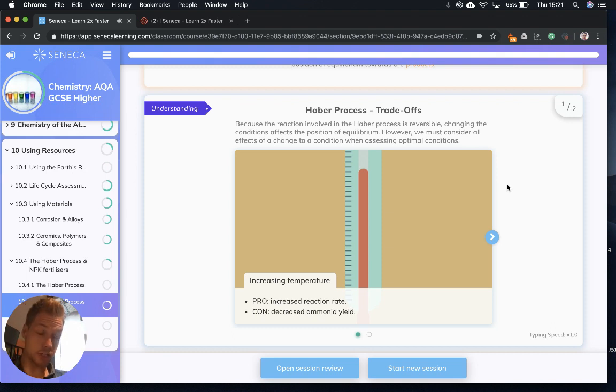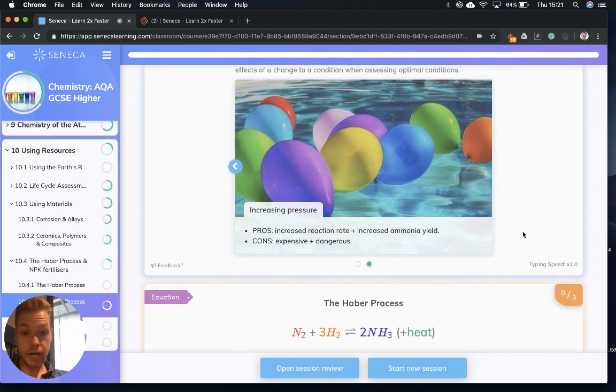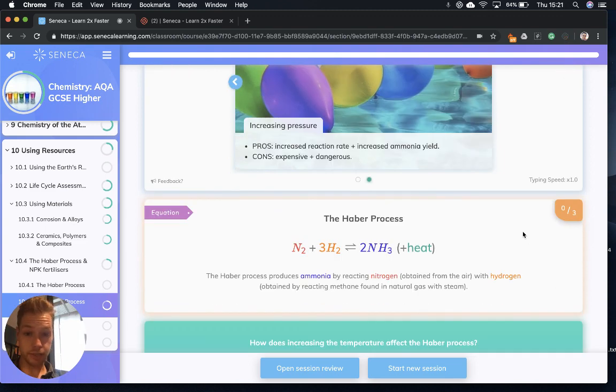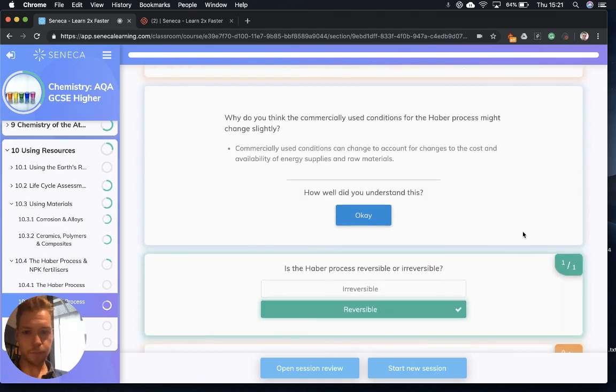Remember, the forward reaction that produces ammonia is exothermic, so it gives out heat. Therefore, if we add more heat, the system is like, I don't like change. I like it the way it was. So it shifts the equilibrium to the left, so we make more of the reactants, okay? So that's the trade-off. With pressure, do you remember the pros? Well, high pressure is great because we increase the rate and we increase the yield, but it's expensive and it's dangerous.